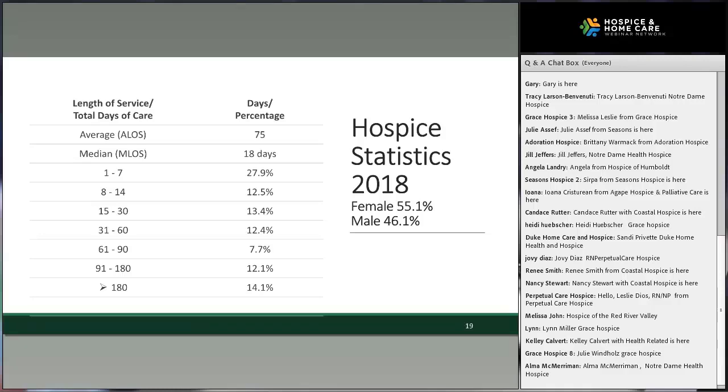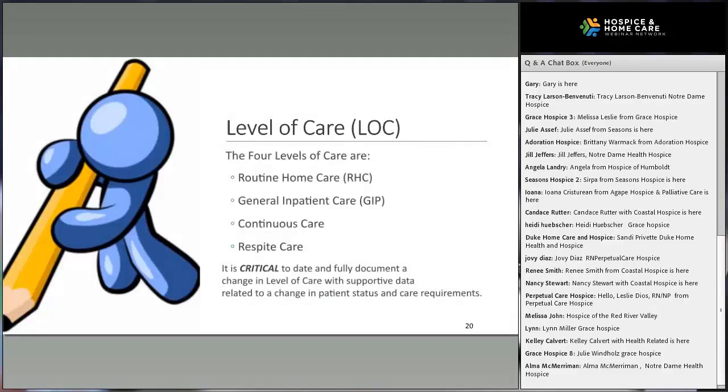So, it is important to try to get patients on hospice sooner than later if they are eligible, and of course we will be discussing that. And that's purely just because we want patients and families to have the full benefit.